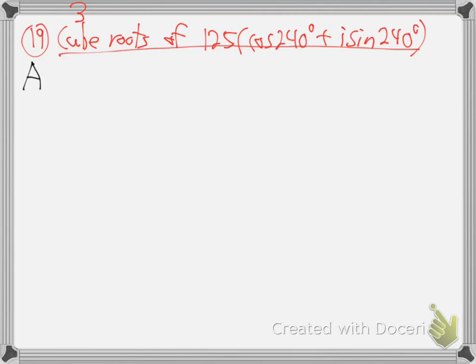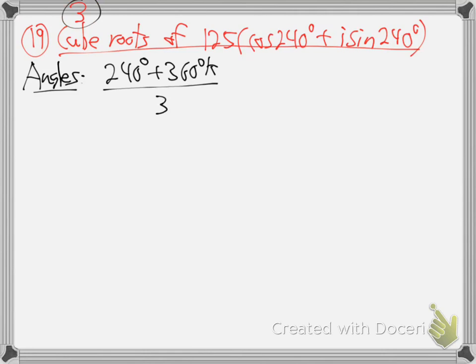All right, so let's find our angles. To find these angles, you always take the one they gave you, and you go plus 360K for the extra rotations, divided by the root number, the 3. Is that making sense? The angle they gave you plus 360K divided by the 3. Then just divide the 3 into both of those. You'll get 80 plus 120K. So there we go. Now let's crank them out.